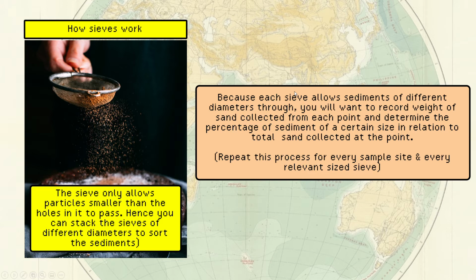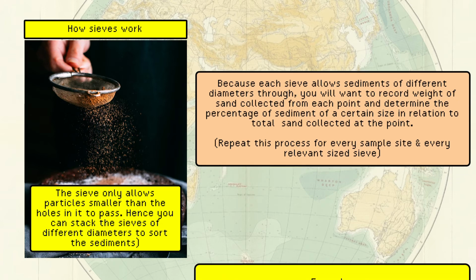Okay, so what you will actually do is that because each sieve allows sediments of different diameters through, you will want to record the weight of sand collected from each point. And then you will sieve, and then you identify the percentage of sediments of a certain size in relation to the total sand collected at that point. So over here I have an example for you.